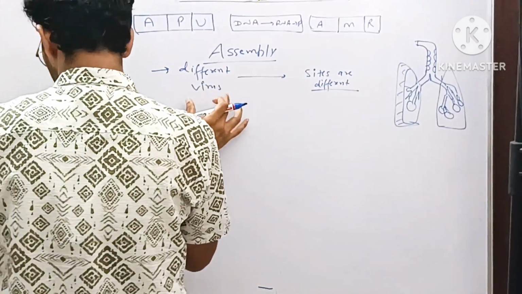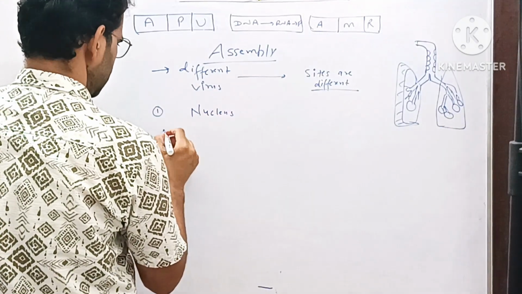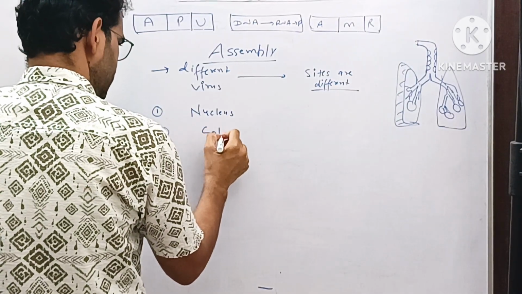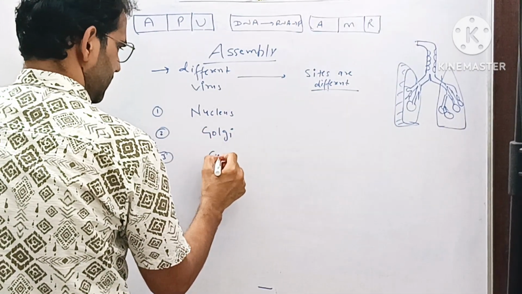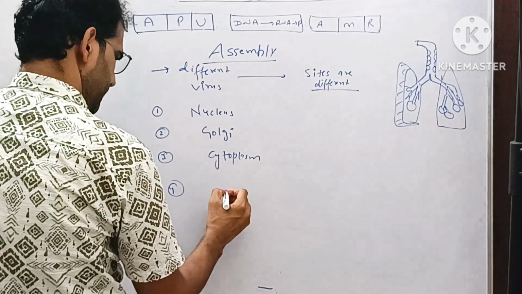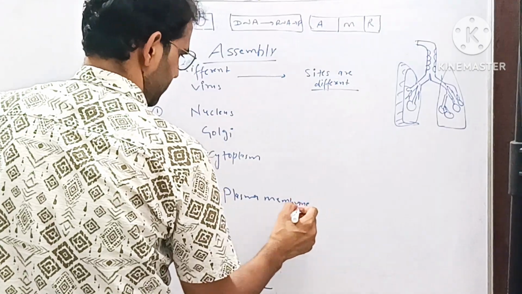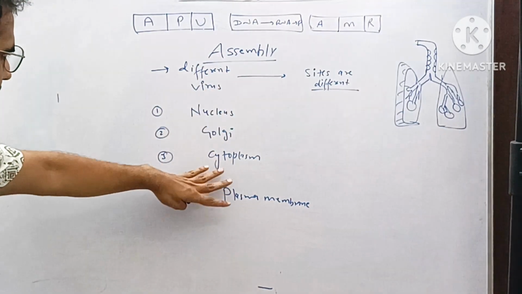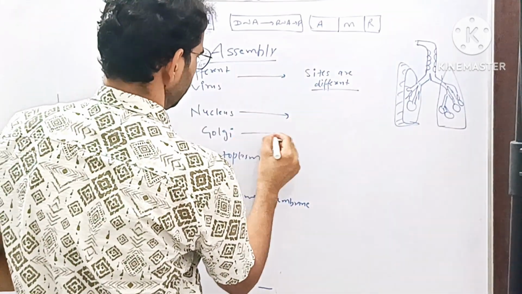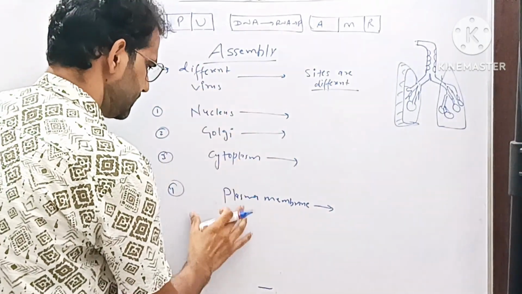For example, number one, if we start from the nucleus, number two, the Golgi, then number three, cytoplasm, and number four, plasma membrane. So these are the different sites where different viruses assemble: nucleus, Golgi, cytoplasm and plasma membrane. For different viruses, we have these different sites.